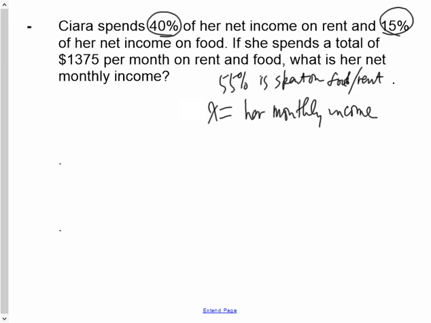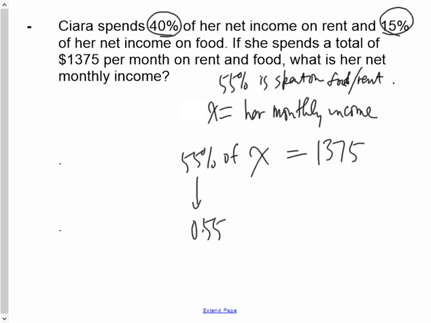which means 55% of her monthly income is equal to $1,375. Now 55% as a decimal is 0.55. Of is multiplication, and X is a variable, so 0.55 means 55%. Coefficients are multiplication, so the word of is really this coefficient idea, equals 1375.